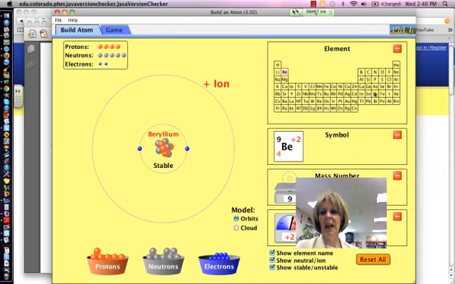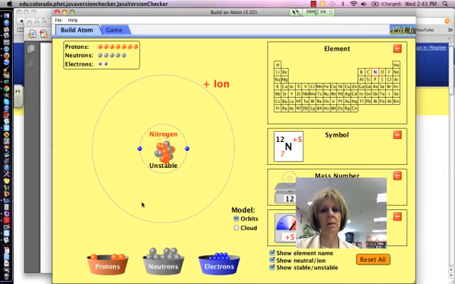So, let's make fluorine. So I need to add some more. If I look at the atomic number for fluorine on my periodic table, I see that fluorine has the atomic number of 9. So I'm going to add some more, and notice that I made boron, carbon. Here's my atomic number here.